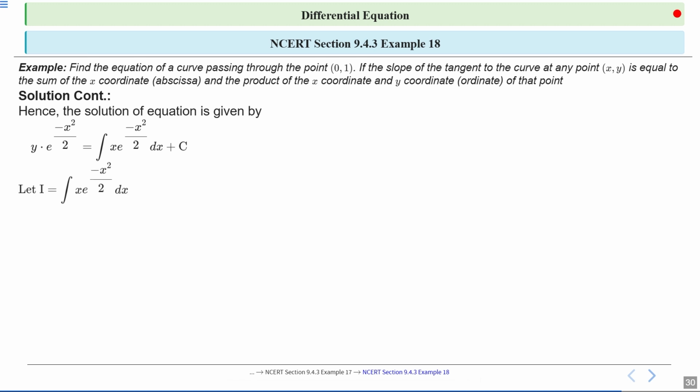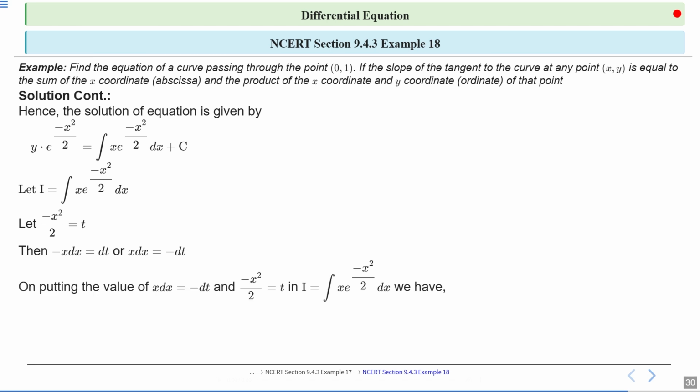So now you have to calculate the value of integral x into e the power minus x square by 2. Let's suppose it as I. So I is equal to integral of x into e the power minus x square by 2 dx. So to evaluate this integral, we use a substitution method, and we substitute minus x square by 2 as a new variable t. So let minus x square by 2 is equal to t. So when we differentiate it with respect to x, we get minus x dx is equal to dt, that is x dx is equal to minus dt.